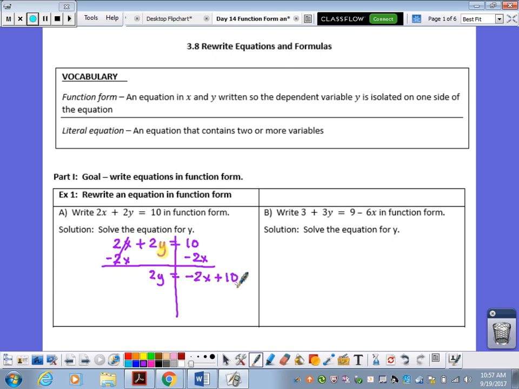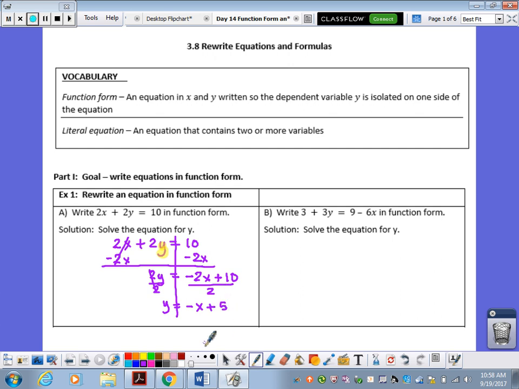Put the constant last. One step away from getting y completely isolated, and that is get rid of the 2 by dividing. Again, whatever you do on one side, do to the other. 2's are eliminated, so y equals. Notice that the denominator of 2 is a common denominator for both fraction terms of the negative 2x divided by 2 and the 10 divided by the 2. Because this can be simplified, I'm going to simplify. Negative 2x divided by 2 is negative x, and 10 divided by 2 is positive 5.